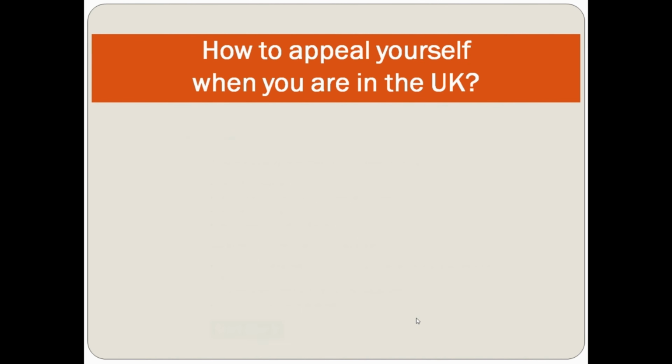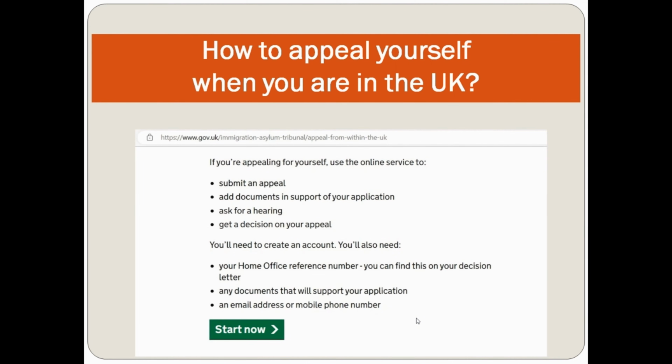To make an appeal yourself, you need to go to this website, which is gov.uk/immigration-asylum-tribunal/appeal-from-within-the-uk. Follow this link and create an account online first. To create an account, you need your Home Office reference number, your supporting documents for your application, your email address, and your mobile phone number. Once you have submitted this, you can create an account and then you can apply for an appeal online. You can add documents to your appeal. You can ask for a hearing and you can even get the decision online for this appeal.